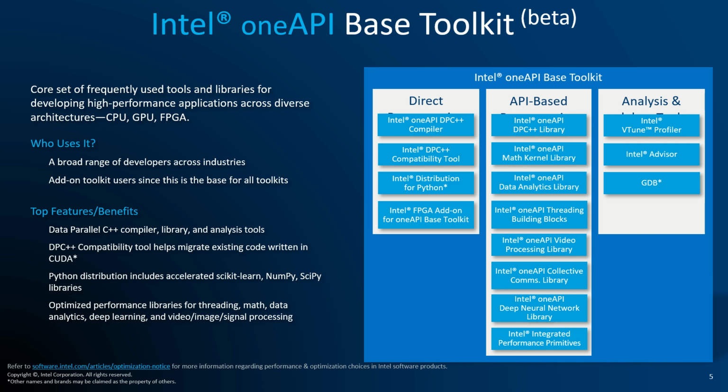Who can use it? A broad range of developers across industries can use it. It has add-on toolkit users since this is the base for all toolkits. The top features and benefits include the DPC++ compiler, the library, and analysis toolkits. The DPC++ compatibility will also help in migrating existing code written in CUDA. As I already told you, this Python distribution includes accelerated libraries. There will be optimized performance libraries for different applications like threading, mathematical applications, data analysis, analytics, deep learning, video and image and signal processing applications.